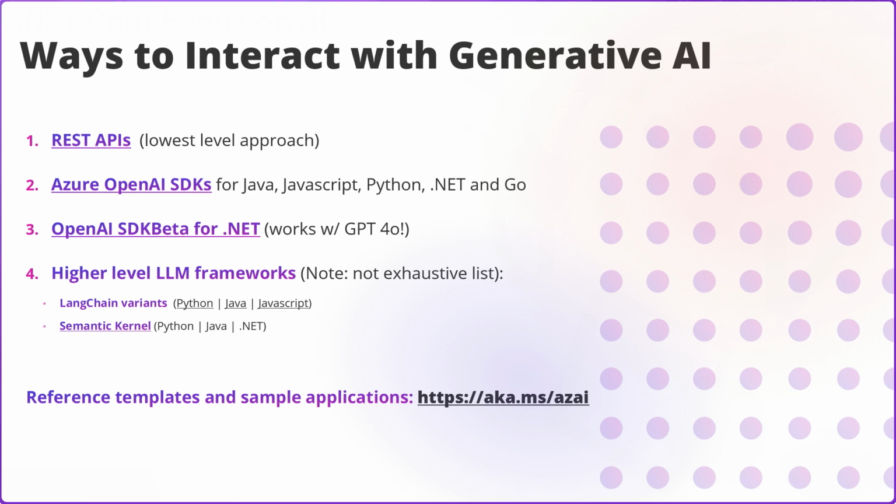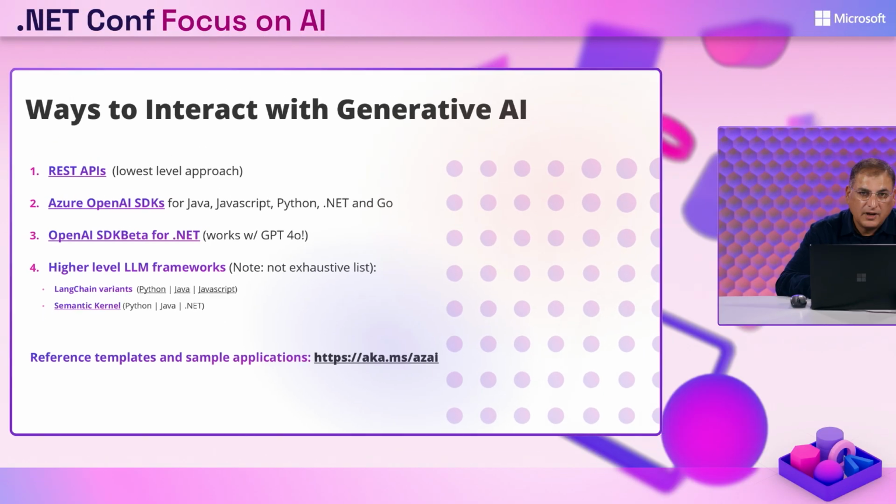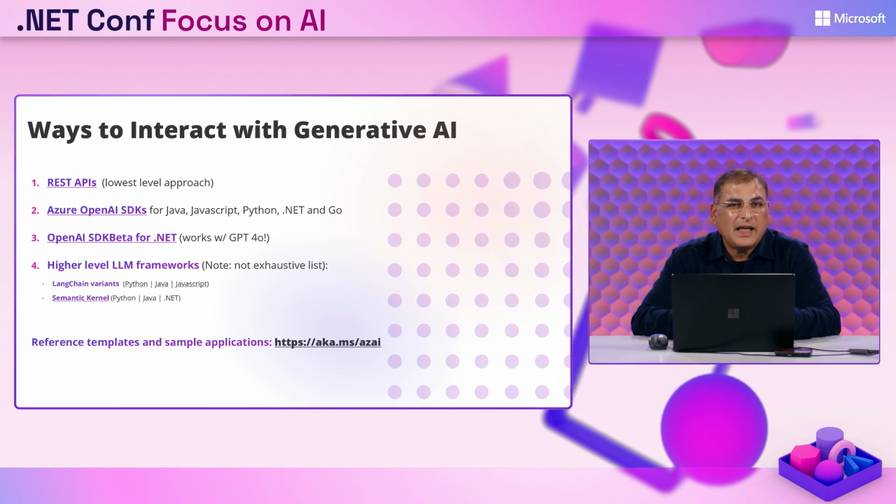Recently, we have also announced the OpenAI SDK, which is currently in beta for .NET, and it works with GPT-4o. Or if you have requirements, you can even use higher level LLM frameworks, something like LangChain or Semantic Kernel. Remember, if you want to look at some of the samples, you can go to the link on your screen. But those are some of the ways that you could introduce generative AI capabilities into a new .NET 8 web application.